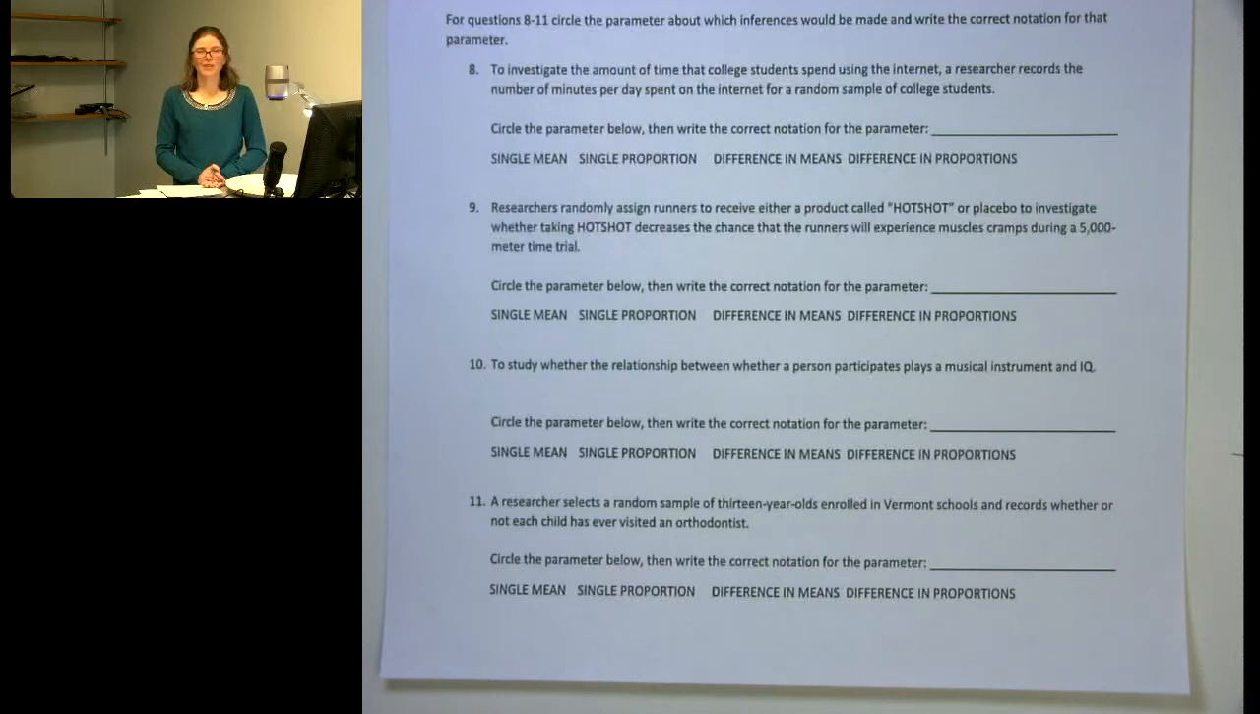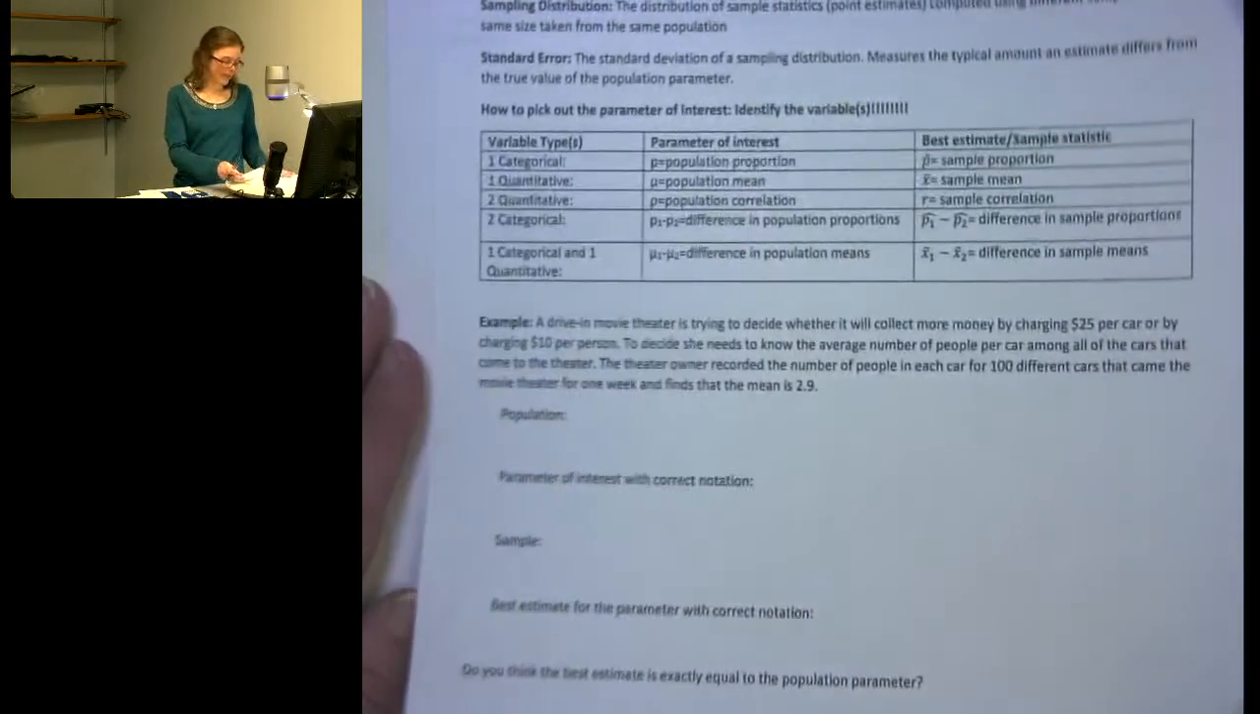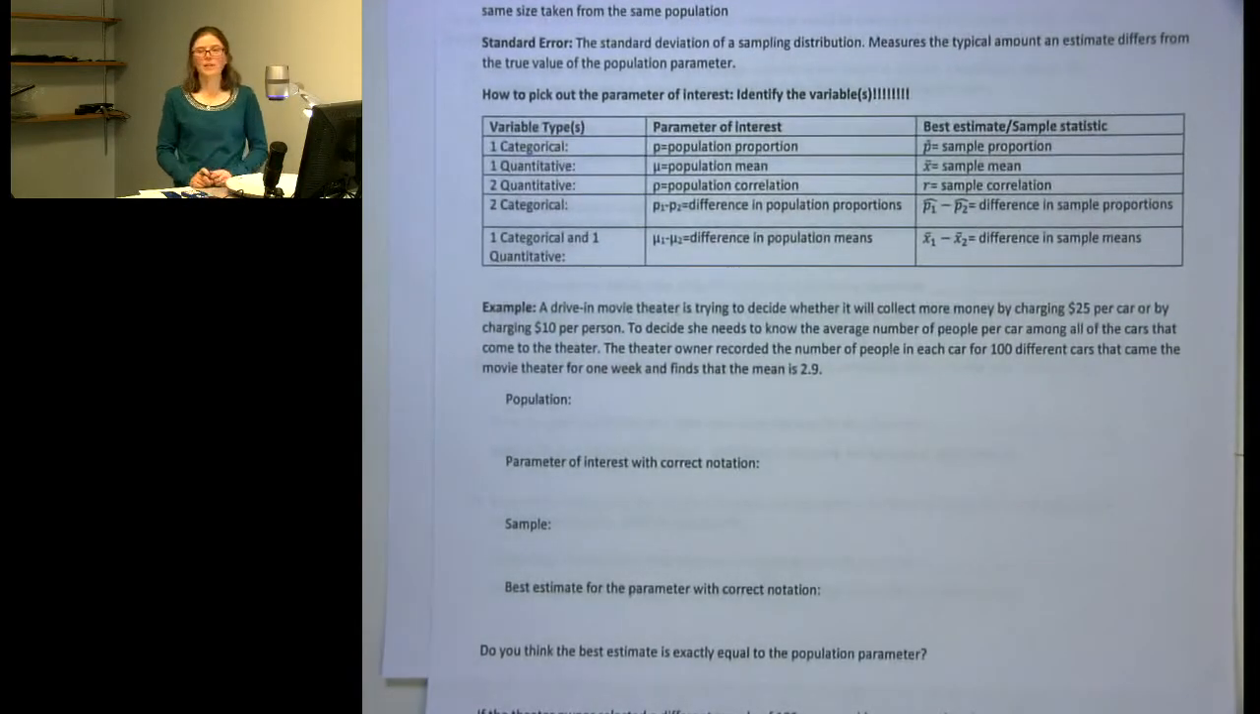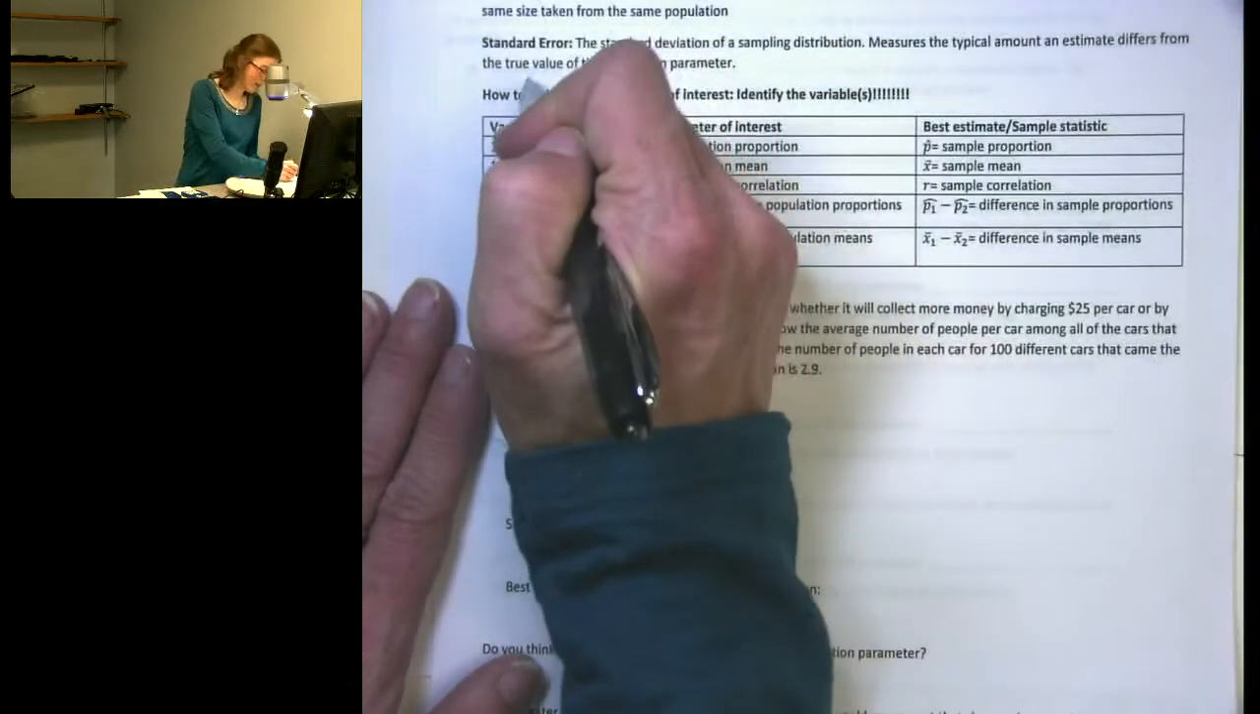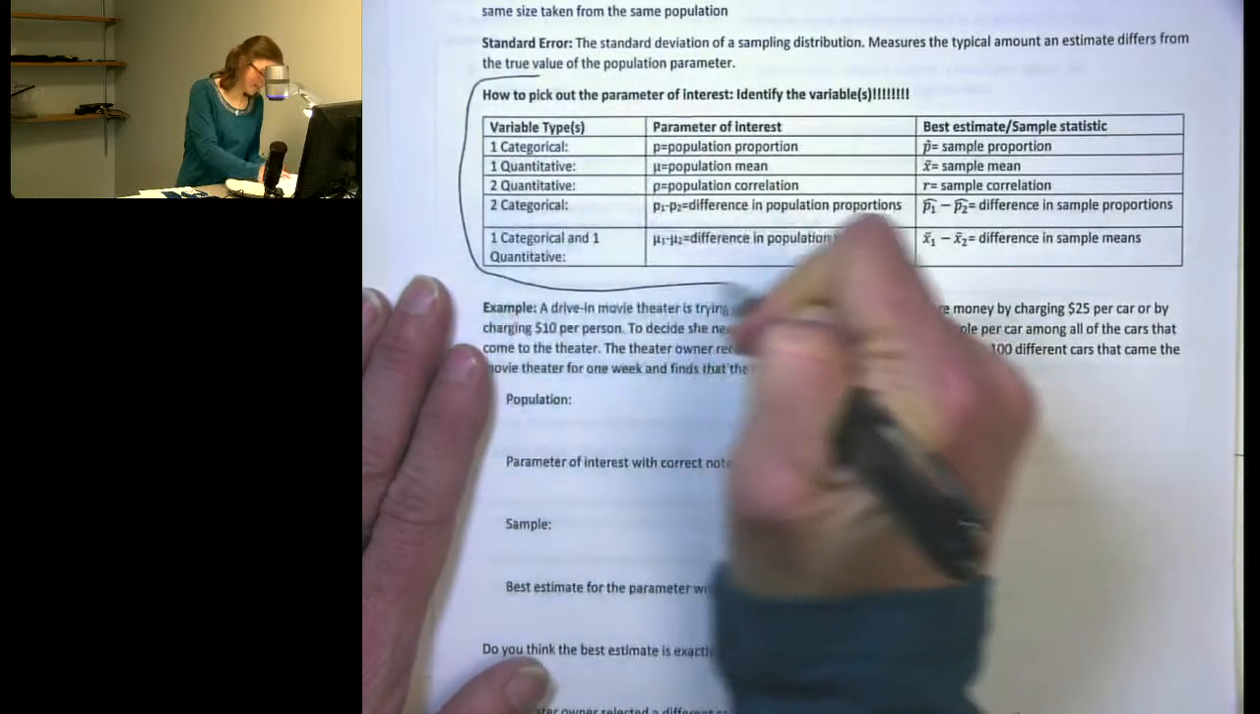Okay, here's the second video from midterm 2. This one is going to cover the next set of questions, questions 8 to 11, which are focusing on determining what the correct parameter is that we're interested in working with in each situation. Just as a quick reminder, the very first thing we talked about in section 3.1 after the last test was how to pick out the parameter of interest.